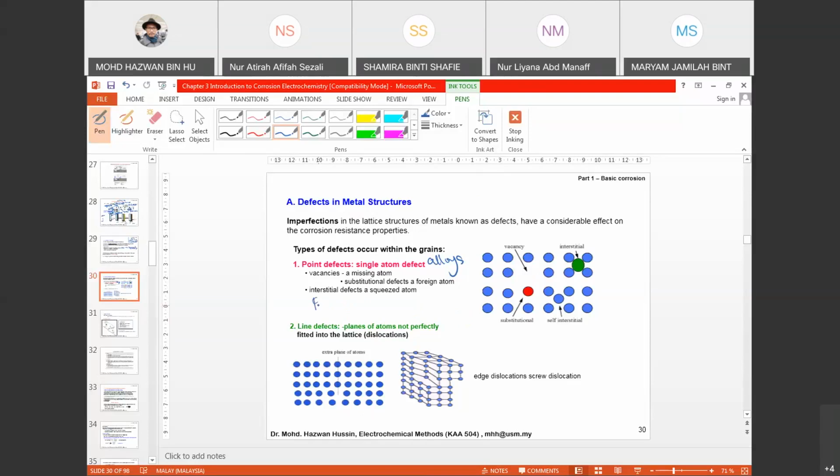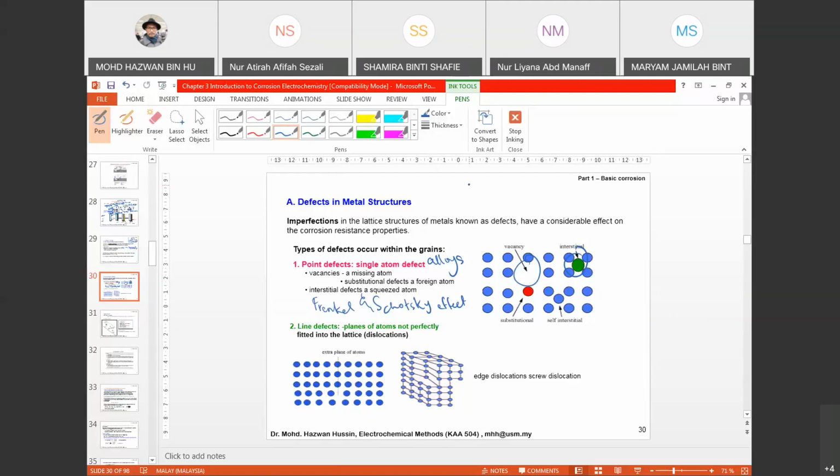the Frenkel and Schottky effect. The Frenkel and Schottky effect deals with the vacancy and also the interstitial formation when you add impurities. So we say that when you produce an alloy, you actually add impurities.